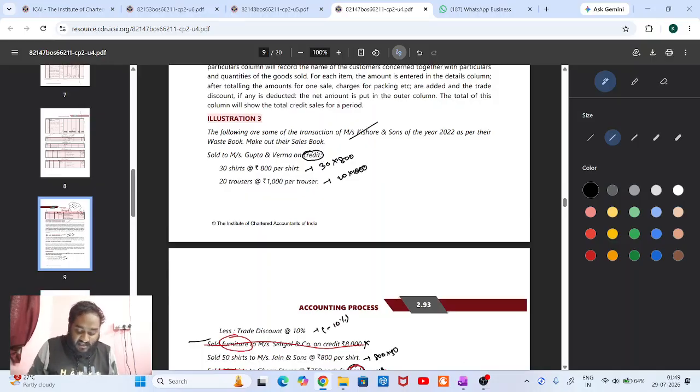Following are the transactions of so on so. Credit, keep this in mind. Credit is the most important. If it is cash or an asset, just cross this. We hate cash. We hate assets. We only want bad things.